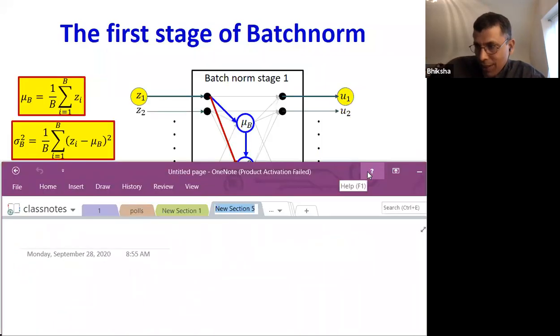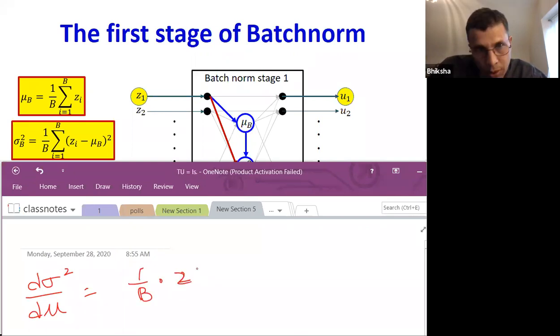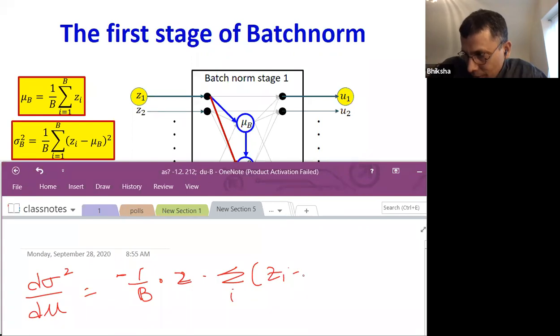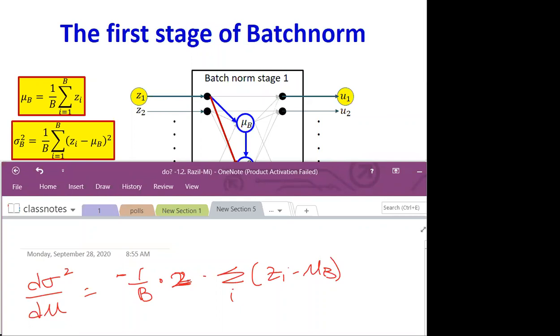So what are we missing here? The summation will not go away. The mu is going to retain the summation, times 2, there's a minus, times the summation that never went away, Zi minus mu B, right? Because the derivative is with respect to? Yeah, that's right. Right, so what is this value going to be? What is this guy?